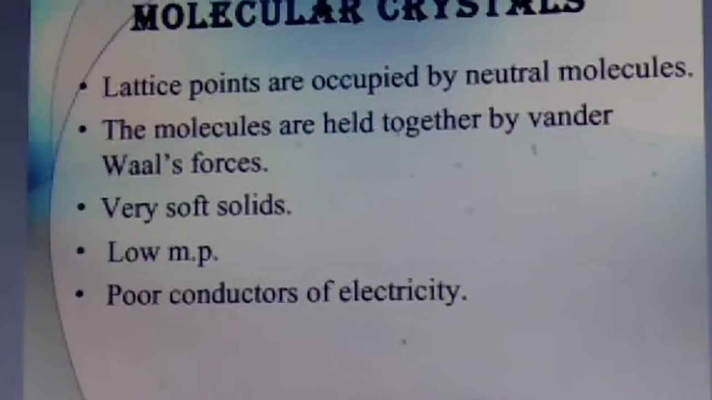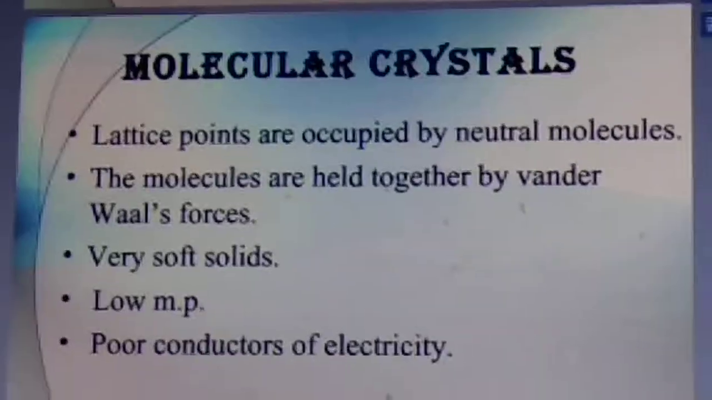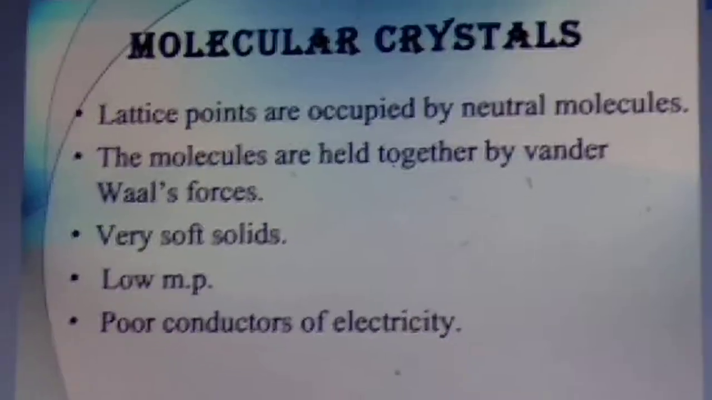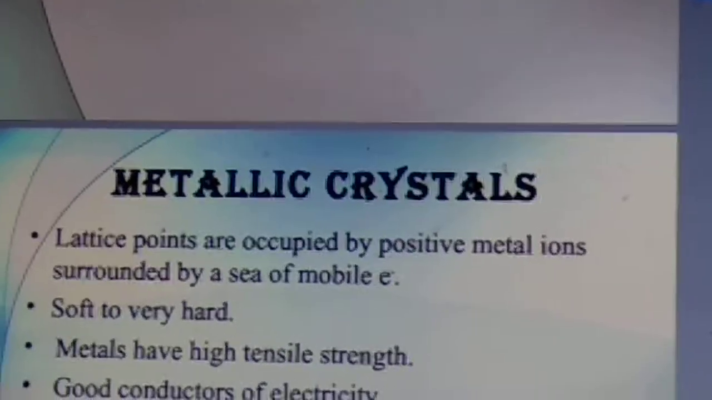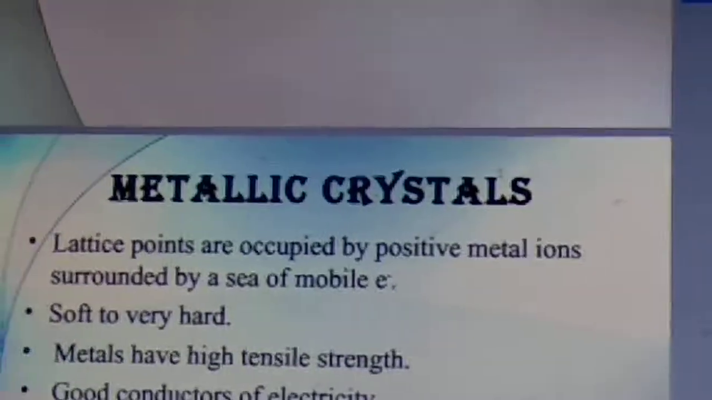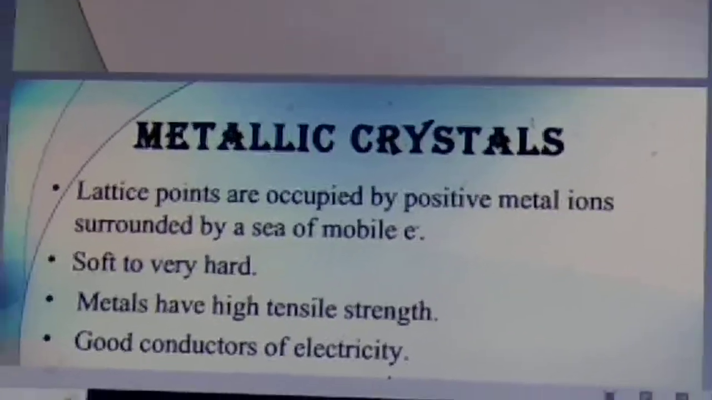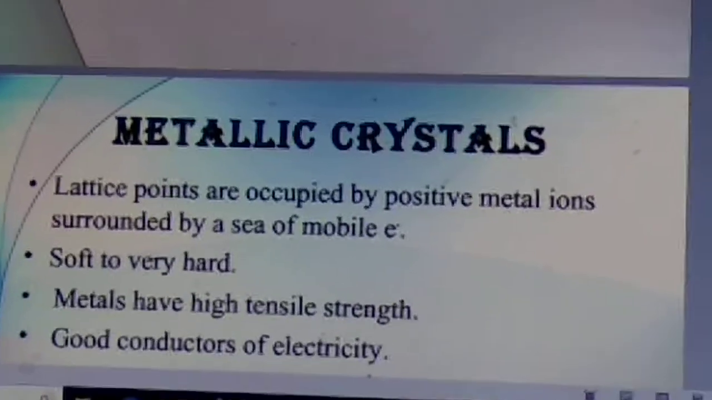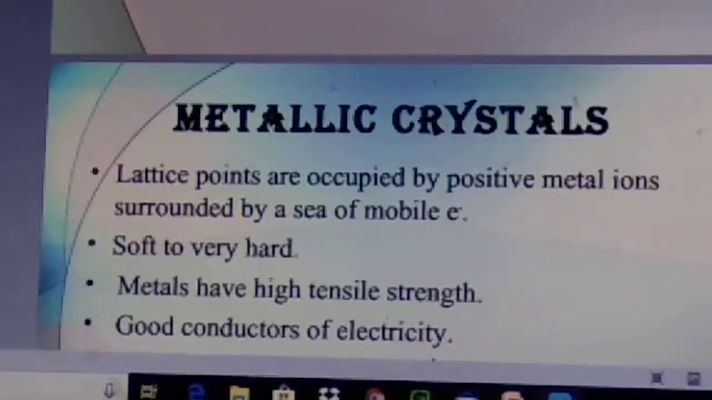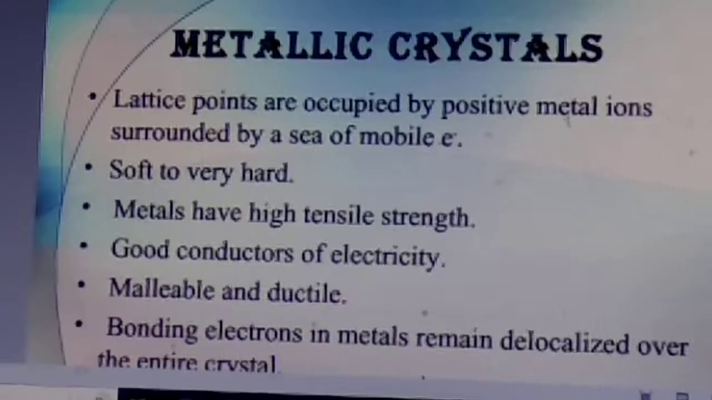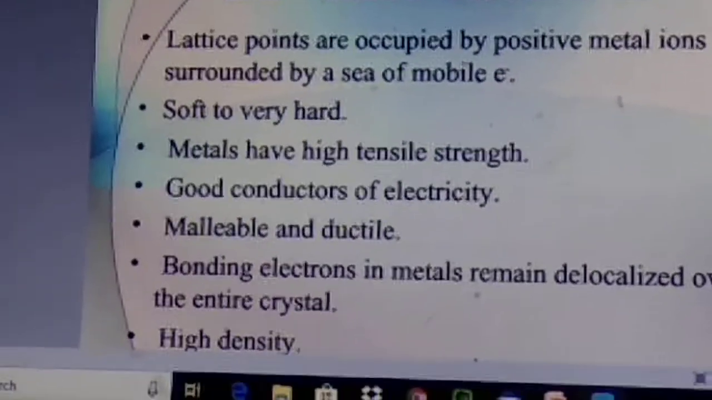Molecular lattice I have already discussed. Again, I am telling you, molecular solids are of 3 types: polar, nonpolar, and hydrogen bonding, and they are poor conductors of electricity. Now metallic crystals, soft to very hard. Lattice points are occupied by positive metal ions and surrounded by a sea of mobile electrons, because metal has the tendency to lose electrons, and these are the mobile or free electrons. Metals have high tensile strength, are good conductors of electricity, malleable and ductile. Bonding electrons in metals remain delocalized.